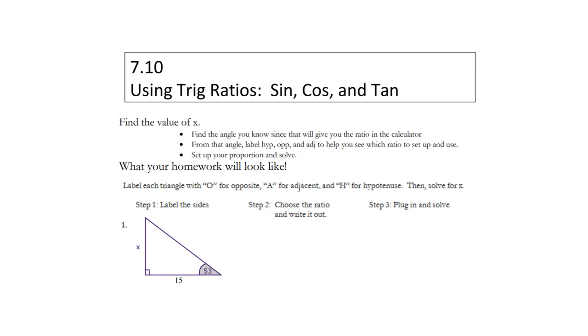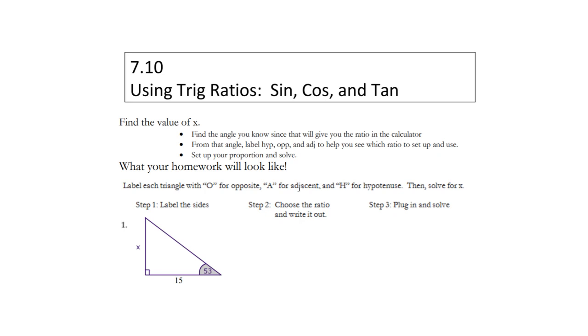We're going to use this process right here, and this will be the same on your assignment as well. So we're going to label the sides with opposite, hypotenuse, and adjacent. We're going to choose the ratio and write it out, and then we're going to plug in and solve. So here's our first triangle. It is a right triangle. We have a 53-degree angle right here. We know this side is 15, and we're trying to find this other side over here.